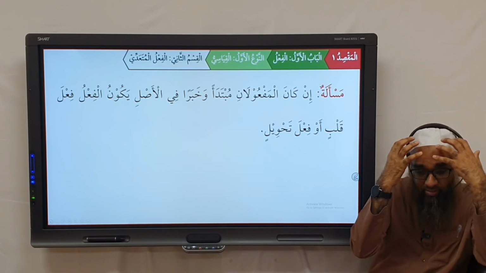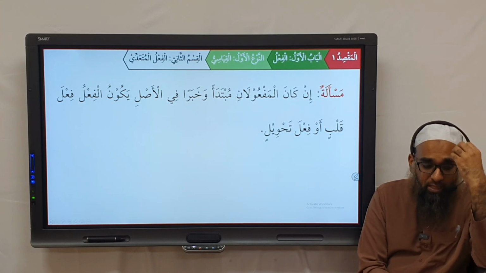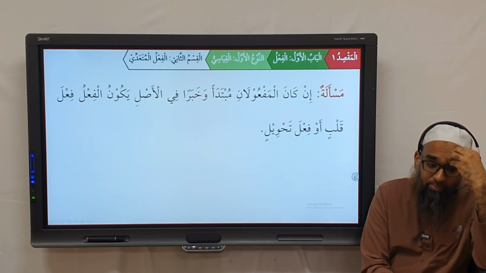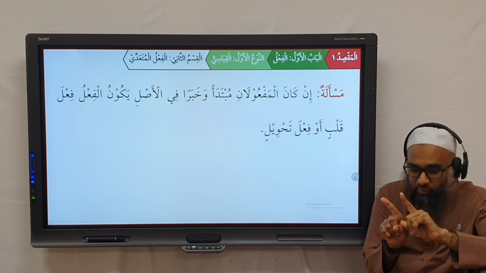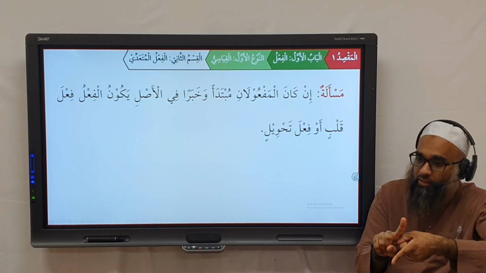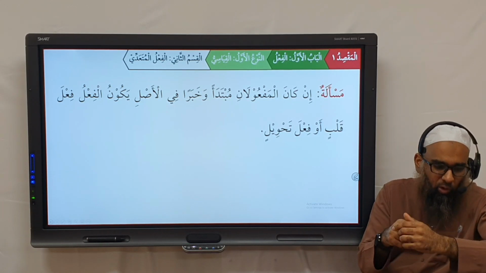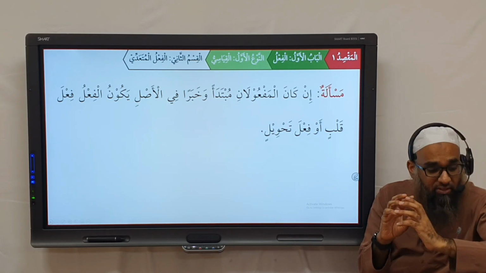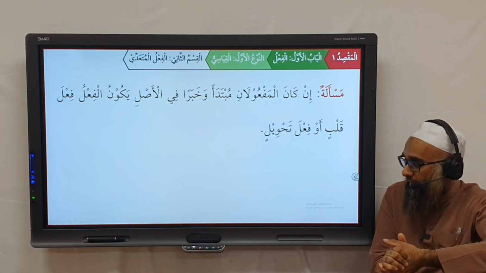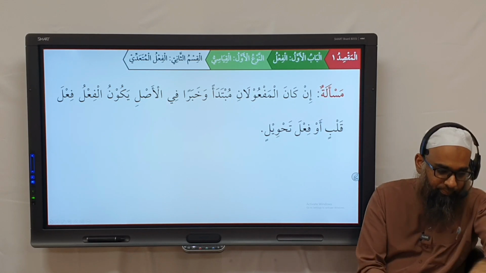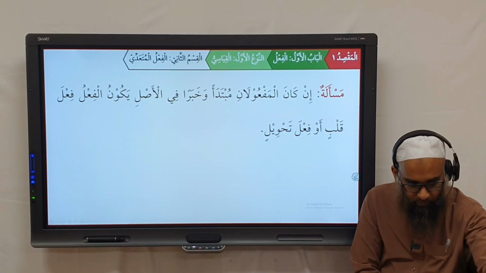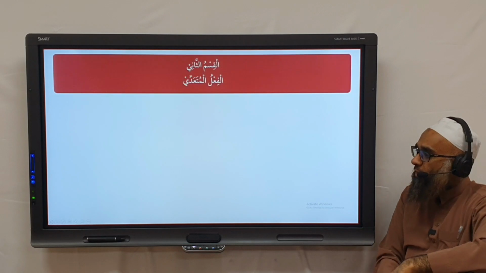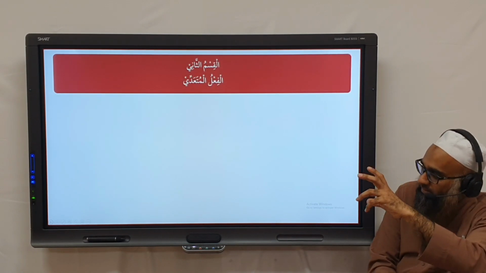Fa'lu qalb is simply of the mind. You perceive something, you think about something, you think of something to be something. And fa'lu tahweel, where you change one to another, physically, or by status or whatever. They have the same rules, but they are different in the meaning that they give. Any other questions? Okay. So if you look at it here, we have a fa'l muta'addi.